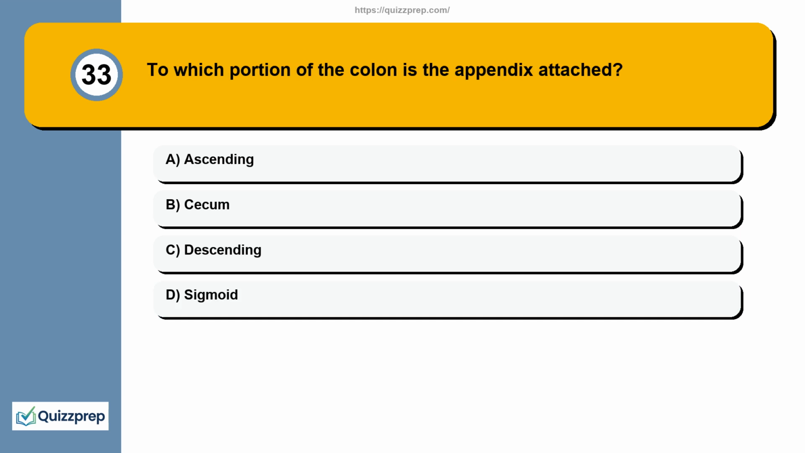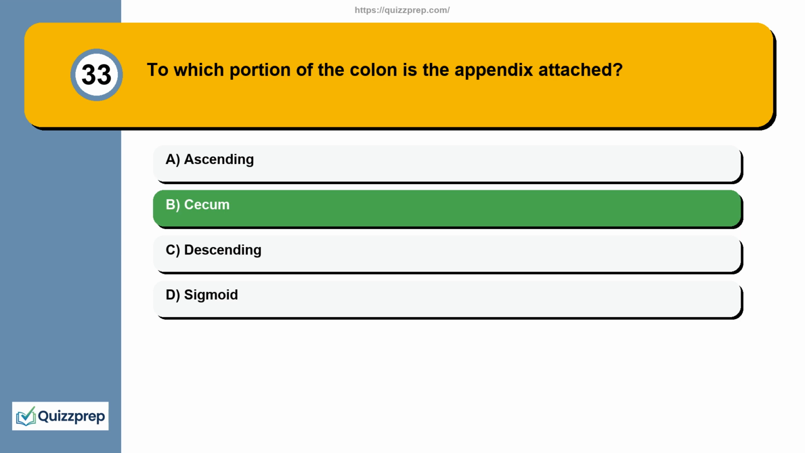Question 33. To which portion of the colon is the appendix attached? Option A, ascending. Option B, cecum. Option C, descending. Option D, sigmoid. The correct answer is option B, cecum.